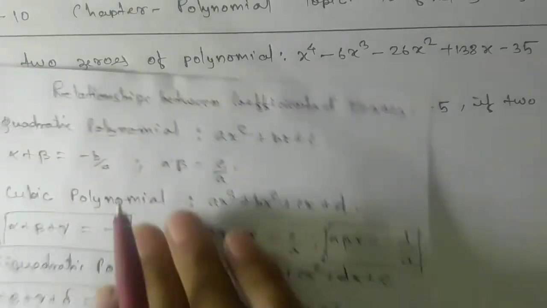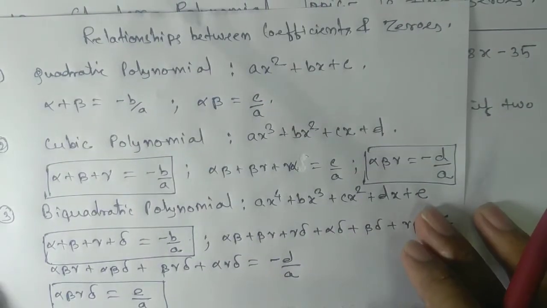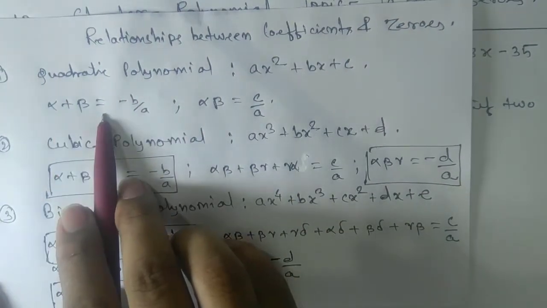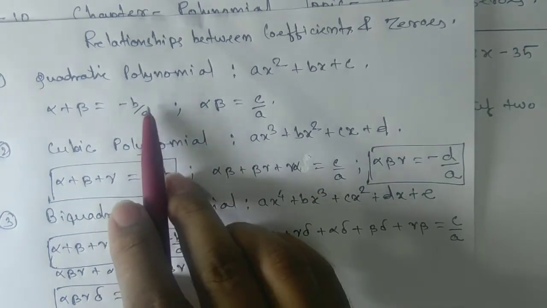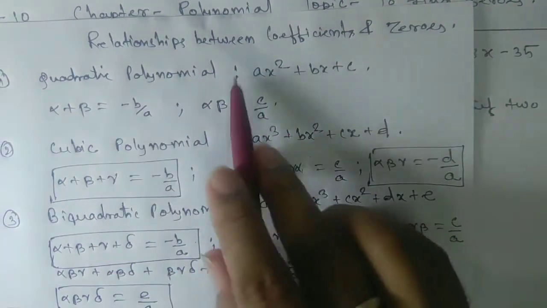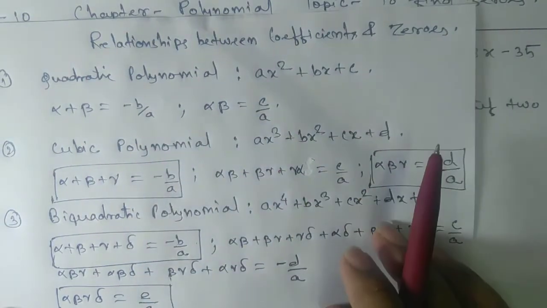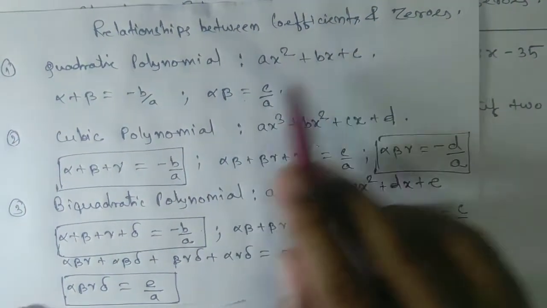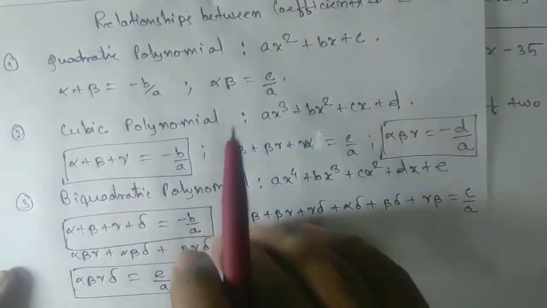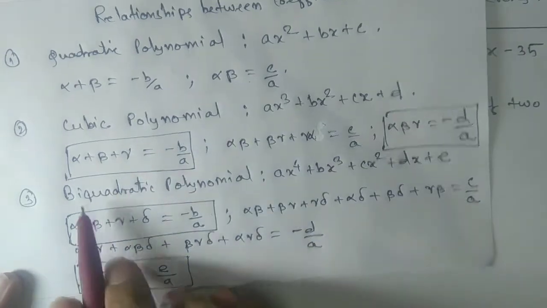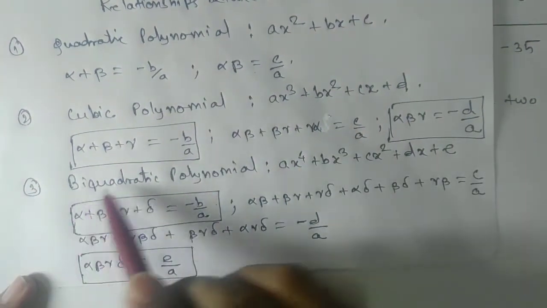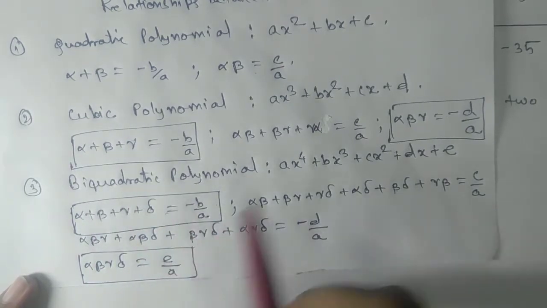So here we have the relationship. We can recapitulate here. For a quadratic polynomial, the sum of zeros equals minus b by a, where b is the coefficient of x and a is the coefficient of x square. And the product of zeros equals the constant term by the coefficient of x square. Similarly, we have two more relationships for cubic and for biquadratic. So today we're going to use the biquadratic relationship to find the zeros.